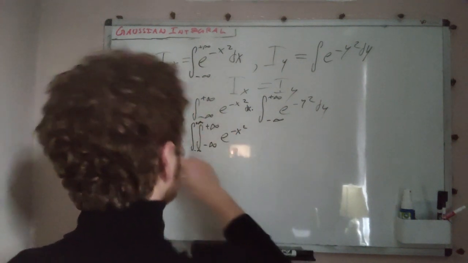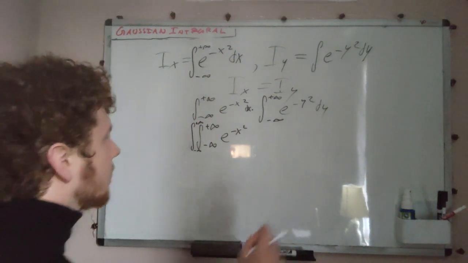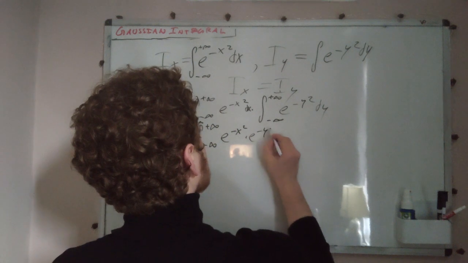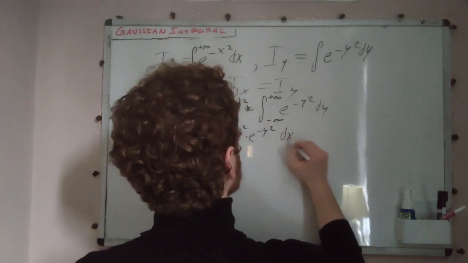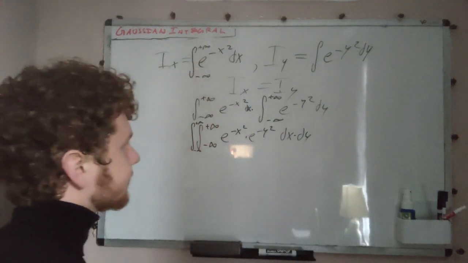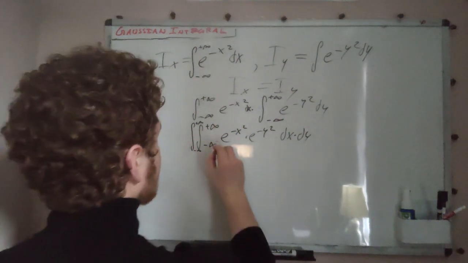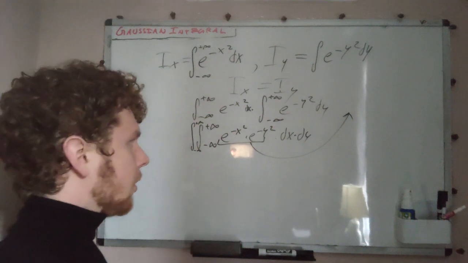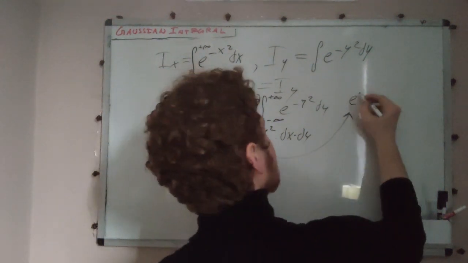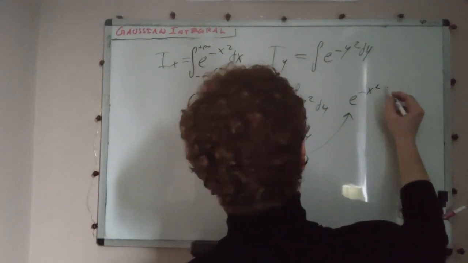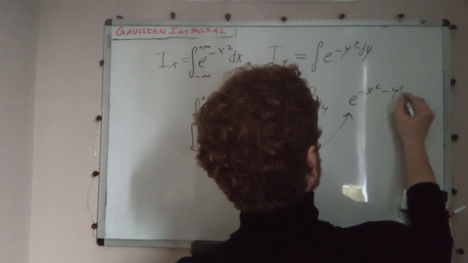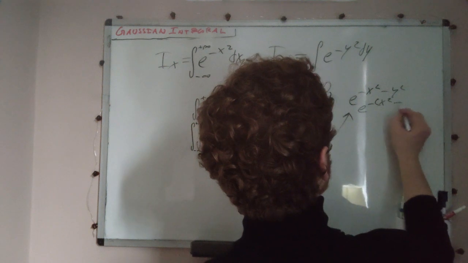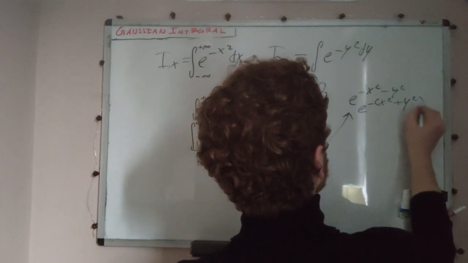Just imagine that, okay, it's a little bit messy. Times e to the negative y squared, and then times dx times dy. Then I'm just going to take this piece over here, and I'm going to rewrite it. So we know that this is the same as e to the negative x squared minus y squared, which is the same thing as e to the negative x squared plus y squared.